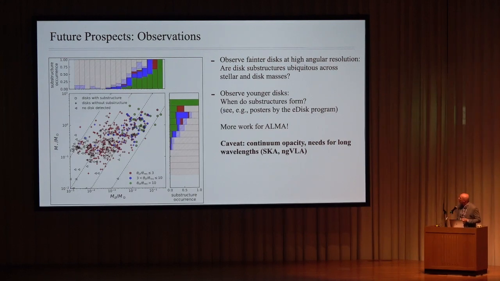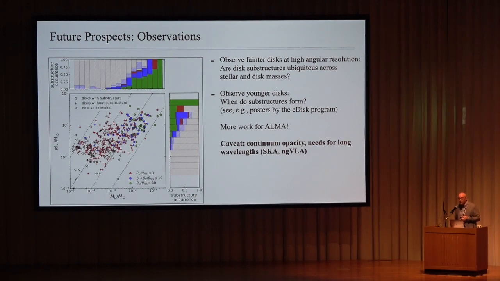And we want to understand if the substructures are ubiquitous or if there is a trend with stellar mass, for example, or disk mass. For example, you expect gravitational instability in massive disks. If we start to see structure in very low mass disks, we can rule out that tool. And so we still cannot do that because we have this problem that we are only observing the most massive, largest disks. We need to observe younger disks.